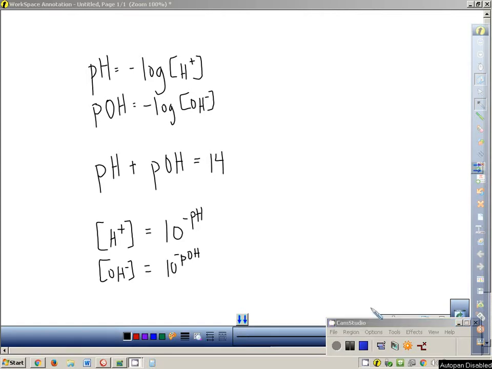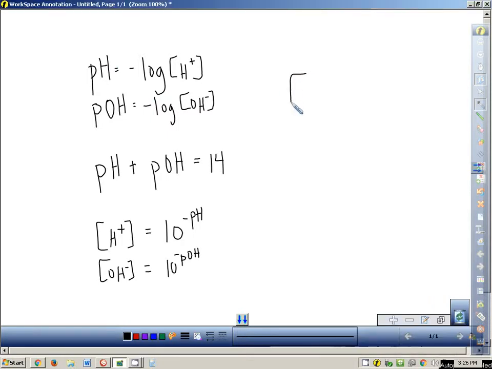Alright, this video is about how to work pH problems. All of the equations that we're going to need are here on the screen. We have up here two ways that we can work things. We have how to find pH and how to find pOH. And as you can see, both of these are the negative log of the concentration of a particular item.